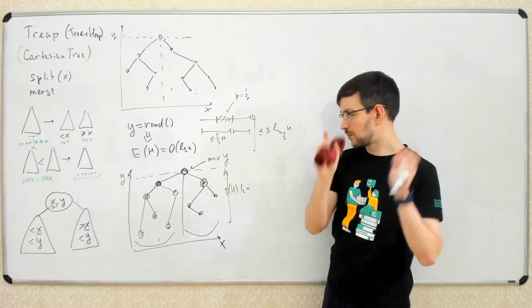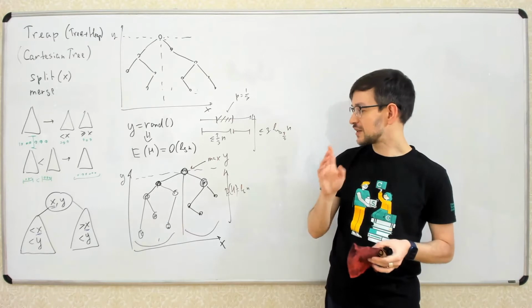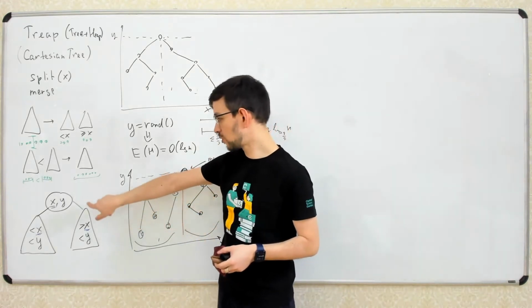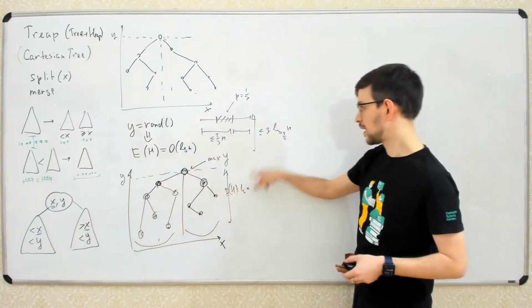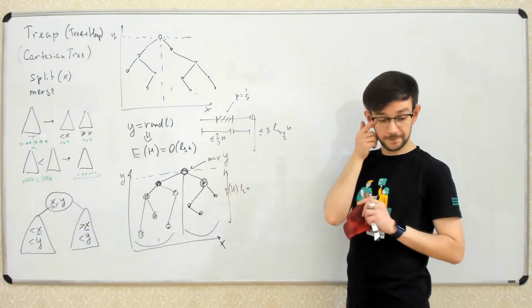And again, I'll point to this. This is the only property we need to care about. So we will only maintain this property. And if we maintain this property, then the height will be logarithmic. That's the plan.